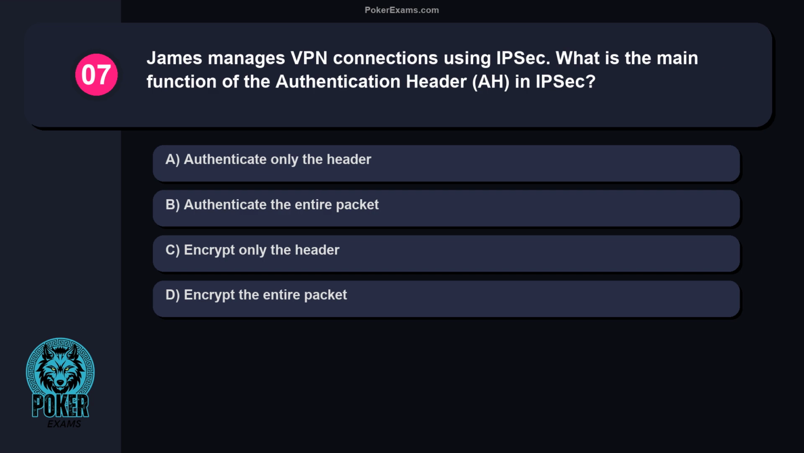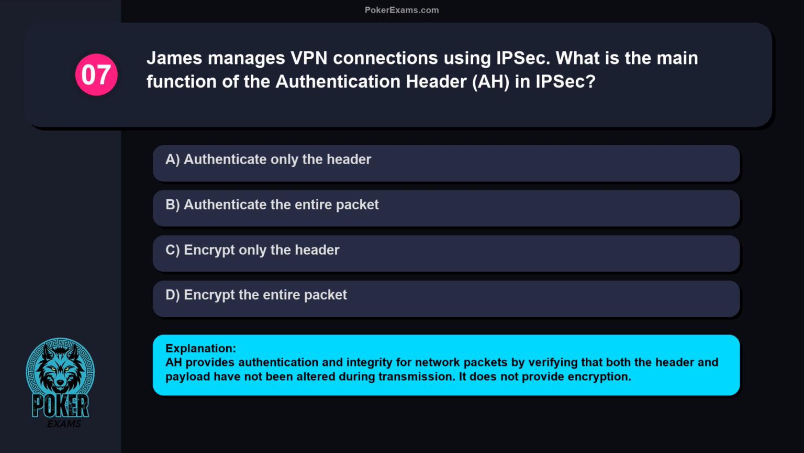Question 7. James manages VPN connections using IPsec. What is the main function of the authentication header, AH, in IPsec? Authenticate only the header. Authenticate the entire packet. Encrypt only the header. Encrypt the entire packet. AH provides authentication and integrity for network packets by verifying that both the header and payload have not been altered during transmission. It does not provide encryption.